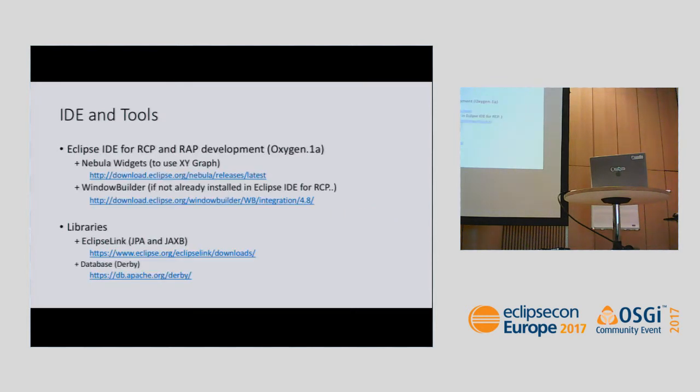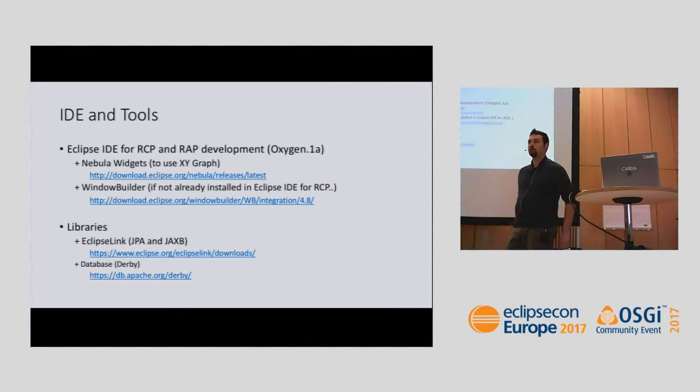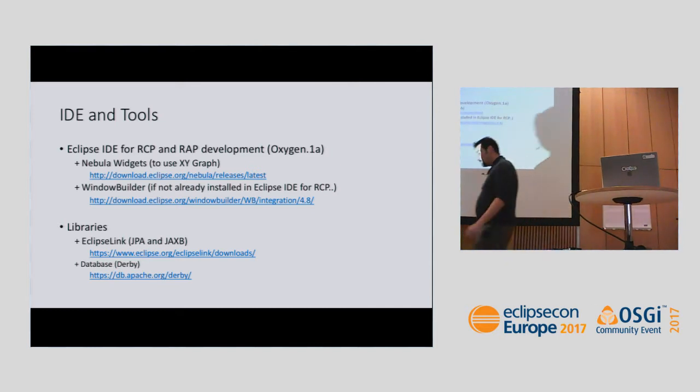So for this presentation, I'm using Eclipse RCP Oxygen 1 and some plugins, so Nebula widgets for charting and WindowBuilder to quickly build the user interfaces. Plus, I'm using some libraries to persist my data to XML and to the database, and a database library which is Apache Derby.